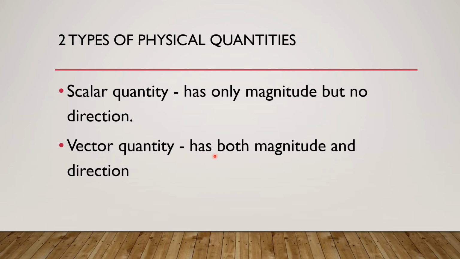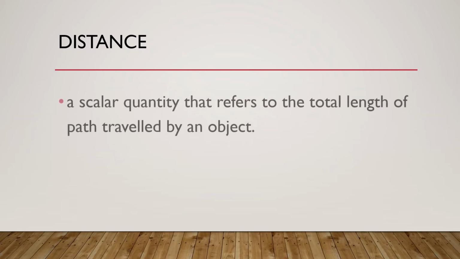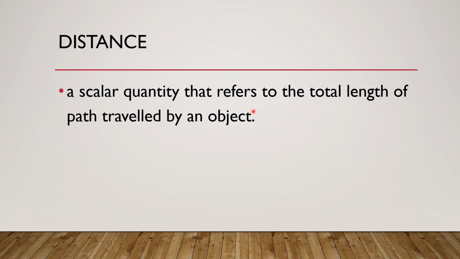Basta kapag may direction and may magnitude, o yung length na tinatawag natin, o yung distance, o yung haba, yun ay vector quantity. Kapag length lamang o yung haba, yun ay scalar quantity. Wala siyang direction. Okay. So, we move to the distance and displacement. Let us discuss first the distance. This refers to a scalar quantity that refers to the total length of path traveled by an object.